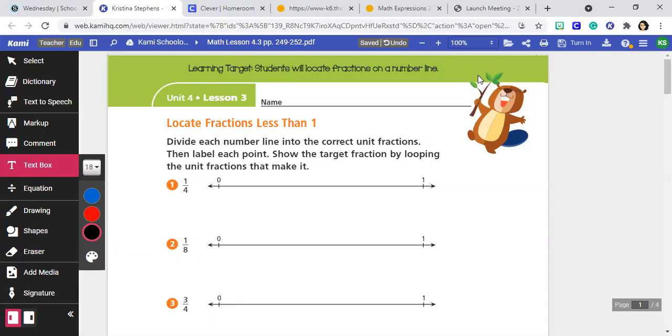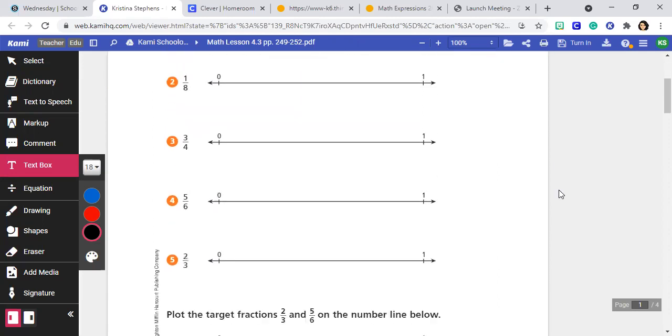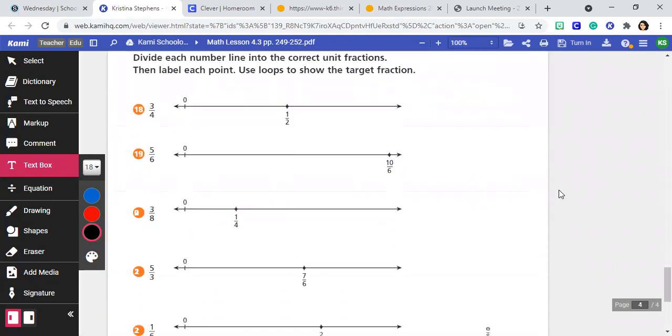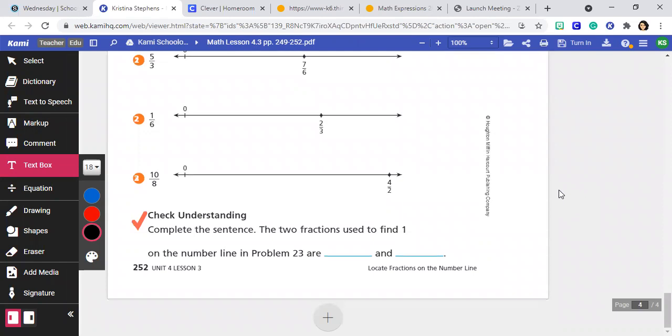Hello, third graders. This is Math Expressions 2018, third grade, Unit 4, Lesson 3. Our learning target for today is students will locate fractions on a number line. The pages that I have here are 249 all the way through 252.